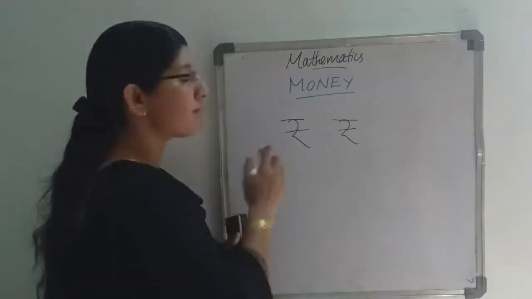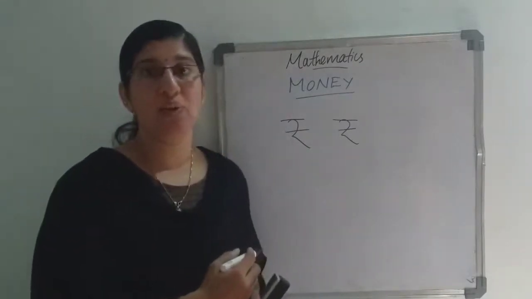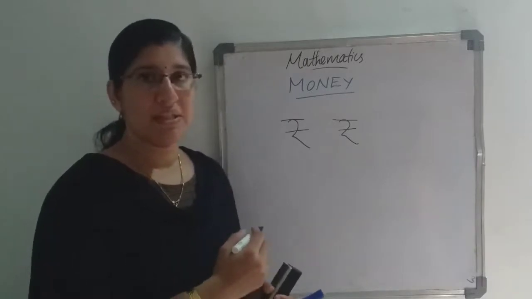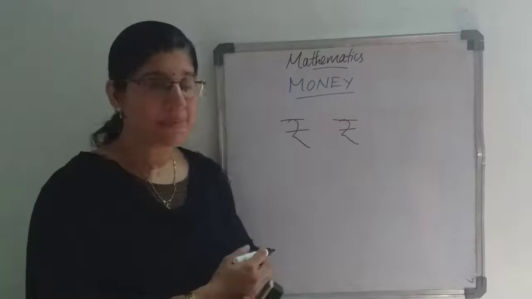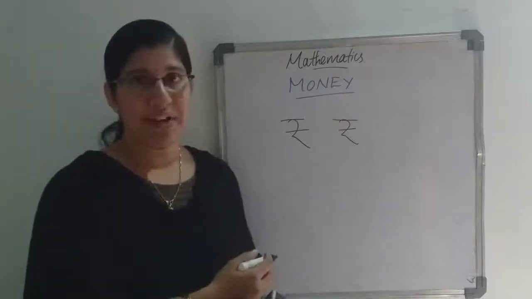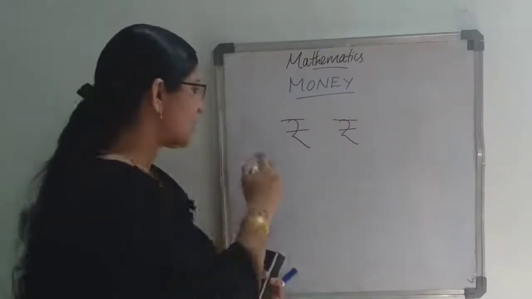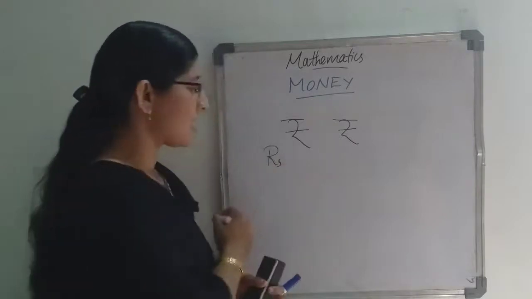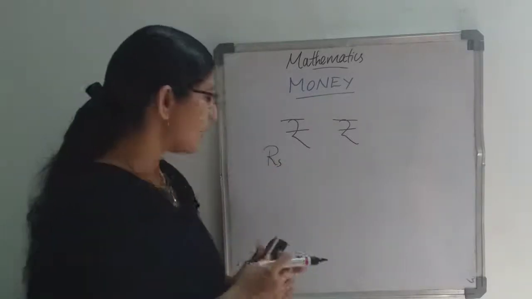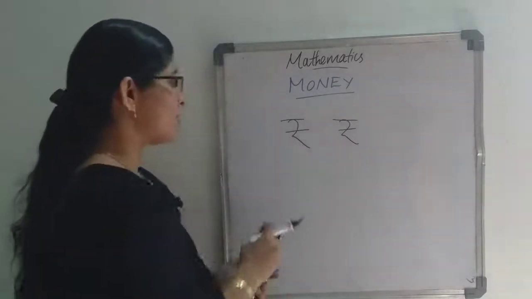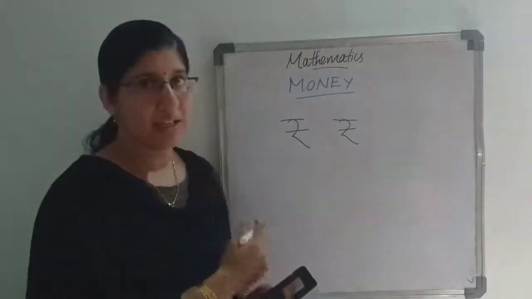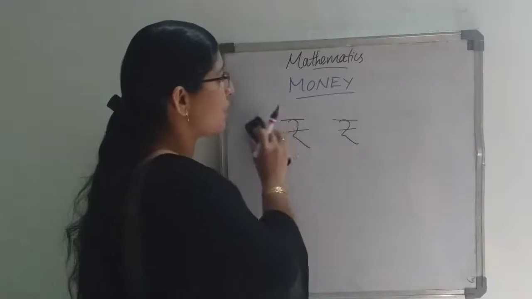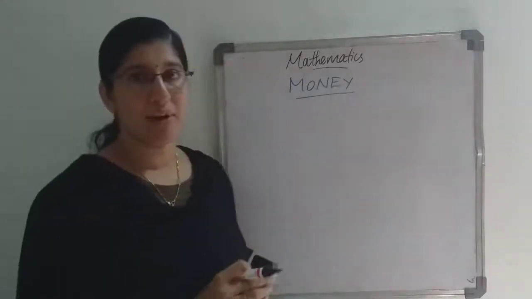The symbol was invented by Udaya Kumar, a person from Tamil Nadu. From 2010 or 2011 onwards, we are using this symbol. Before that, we used to write rupees this way, Rs. But from 2011 onwards, we are using this symbol. Clear? Okay, so this is the symbol of the Indian rupee.